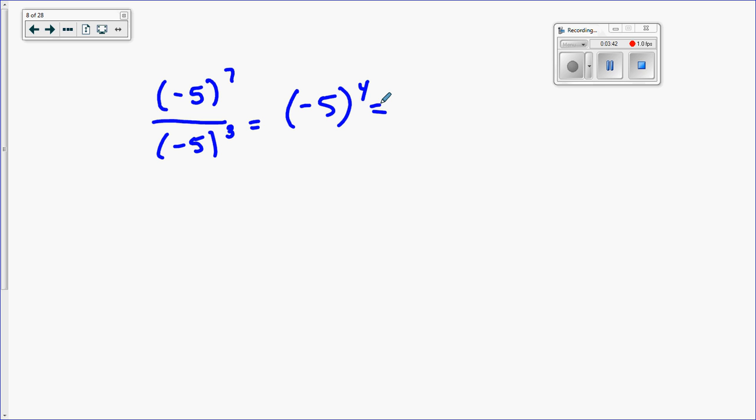Now I'm going to put that in my calculator. I have to make sure that I use parentheses when I do that in my calculator. Negative 5 to the 4th. Oops, I got an error. I hit the wrong button. Negative 5 to the 4th. I've got 625.